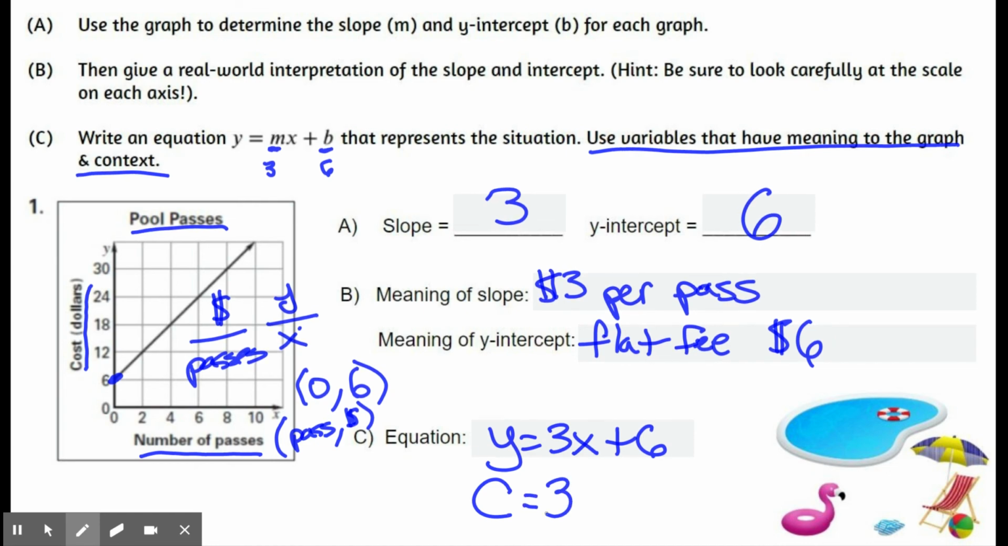And then 3x is talking about the number of passes. So we could use the letter P to represent that, the number of passes that you want to buy, plus 6. I will accept this answer, but I just want to talk about why you sometimes see different variables being used. You can use any sort of variable that makes sense in the situation, as long as whatever the y-axis variable is the variable you're using in this part of the equation, and the x-axis label, whatever variable you pick, goes in that spot.